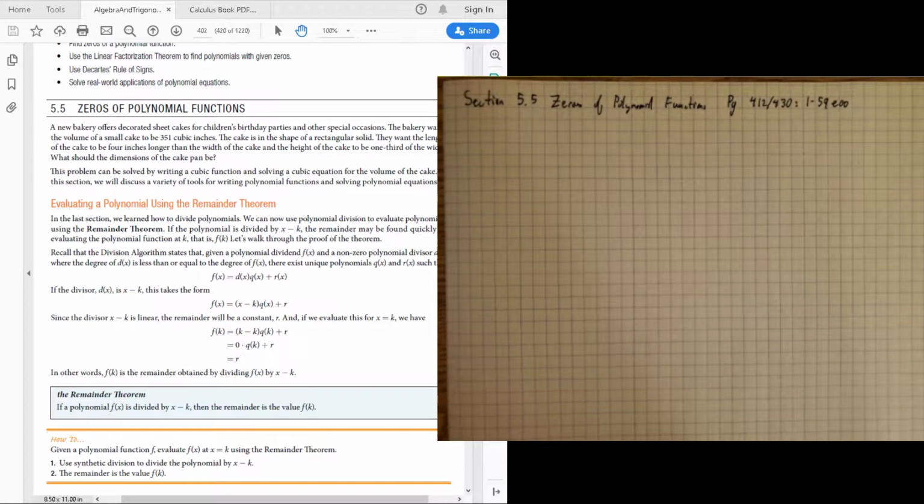Hello guys, section 5.5 today. This is a super meaty section that can take quite a bit of time to work through some of the problems, as you'll see today.